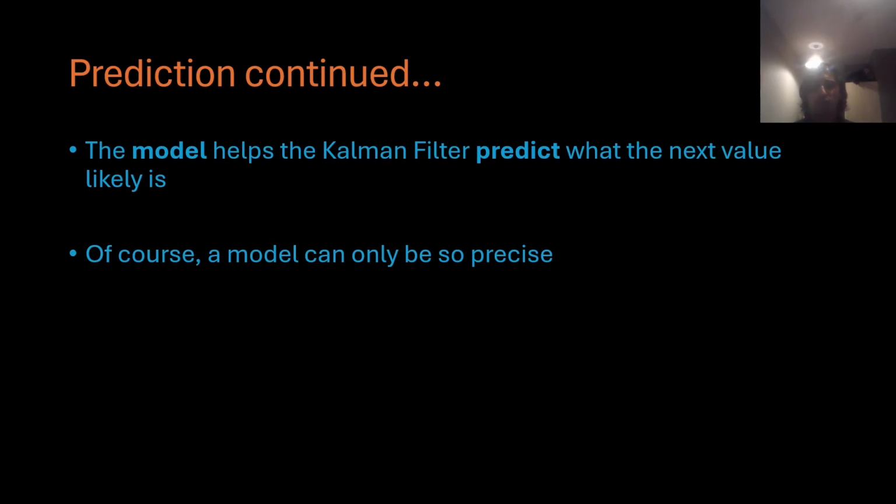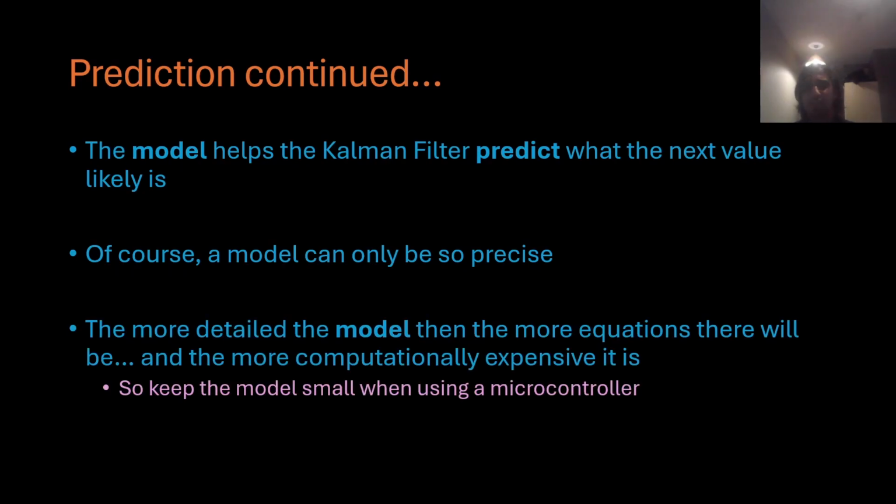Of course, a model can only be so precise. Now remember, as I said, that typically you run Kalman filters on cars or aeroplanes and helicopters in real time, and they only run on microcontrollers. They don't have a big graphics card or something like that. So your model can't take too many variables into account, because a model with more equations and more parameters is more computationally expensive, as it requires more calculations for the microcontroller to compute.